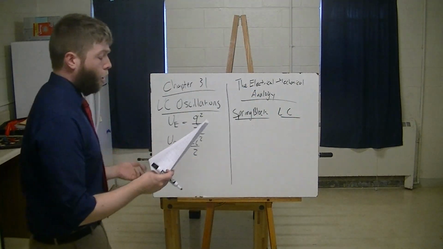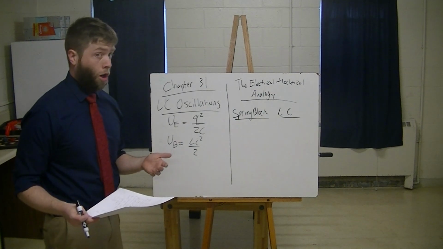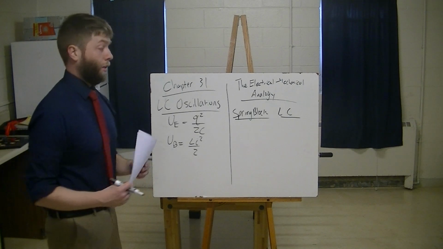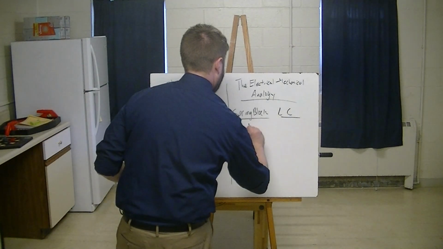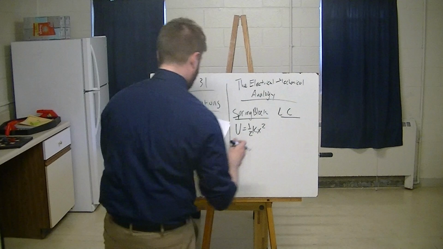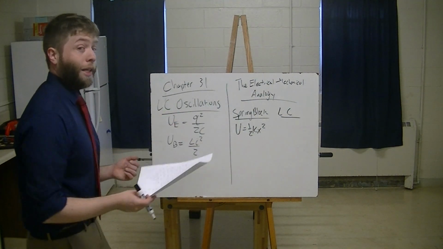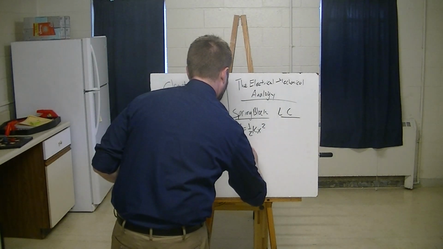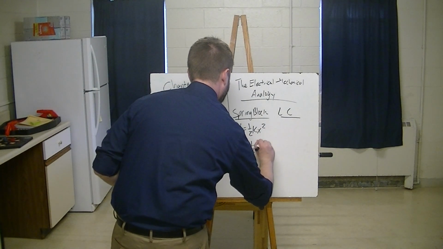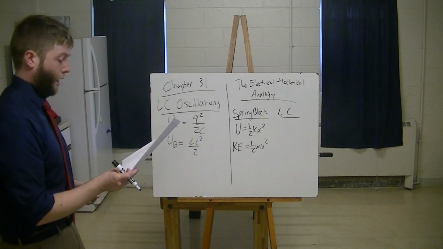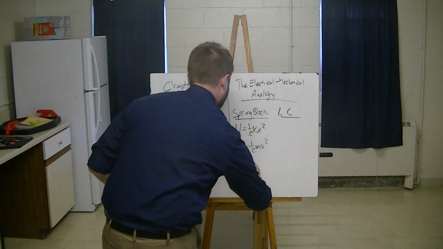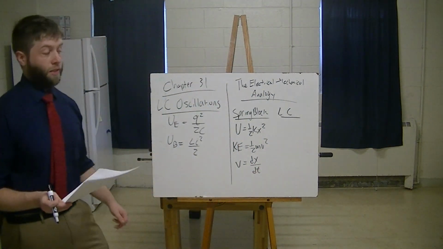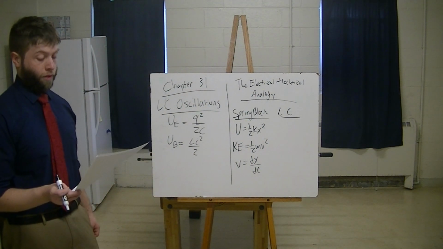Okay? Now, if we go back to the spring block system, so this is all the way from last year, we know that the potential energy is going to be stored inside the spring. So the potential energy is 1/2 kx squared. The kinetic energy is in the block as it's moving back and forth. So that kinetic energy is 1/2 mv squared. And then we know that the velocity is equal to dx/dt, taking the time derivative of the position.